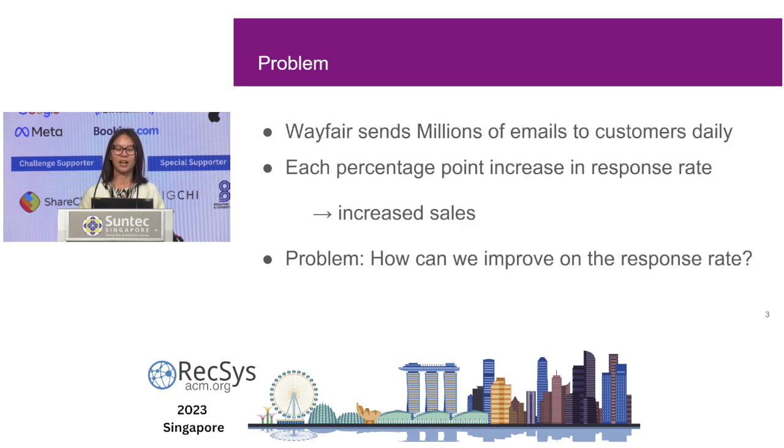As a quick intro, Wayfair is an American e-commerce company. We are focused on furniture recommendation. A key part of our operation includes sending millions of emails to our customers daily. These emails update them on the latest products or events that we have. It's likely not surprising that each percentage point increase in the response rate to our emails will lead to an increase in sales or customer activity. So we set off to tackle this problem to improve the response rate on our emails.